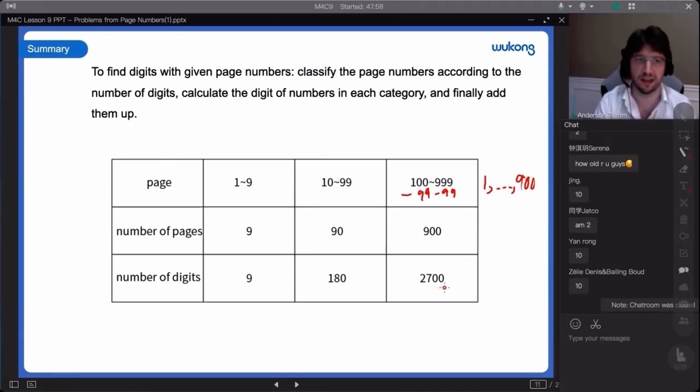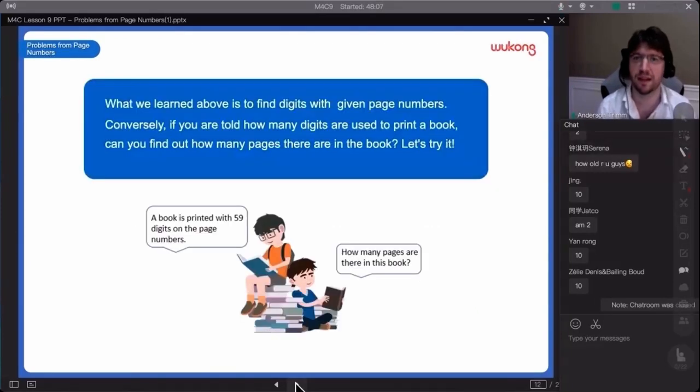Okay, so we won't have to recalculate these again today, but we'll remember these, and I can pull them up. You don't have to memorize them. All right, so what we learned above is to find digits with given page numbers. Conversely, if you are told how many digits are used to print a book, can we figure out how many pages there are in the book? So we want to sort of do the opposite thing we just did.